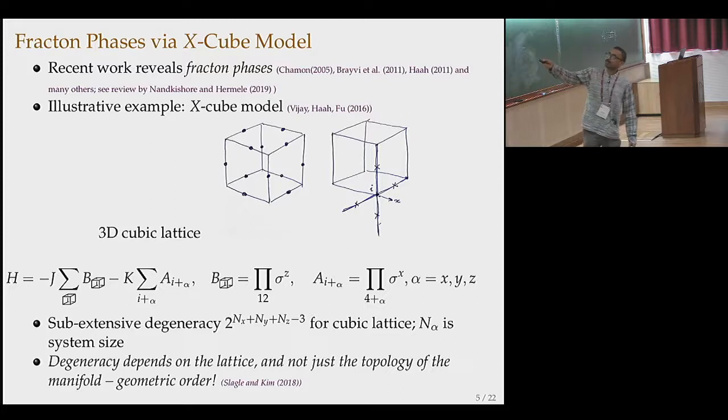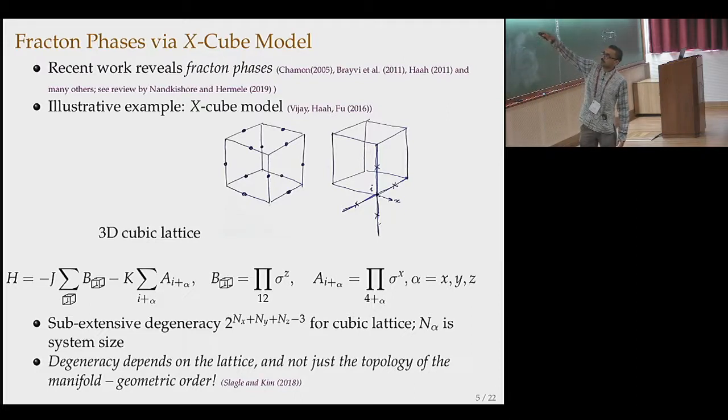So this is the elementary cube of the cubic lattice in 3 dimensions. And what I'm doing is I'm taking all these 12 spins that are there, and I'm defining a magnetic term in this fashion. Okay? And then there is an electric term you can define, which is also the gauge transformation sort of thing.